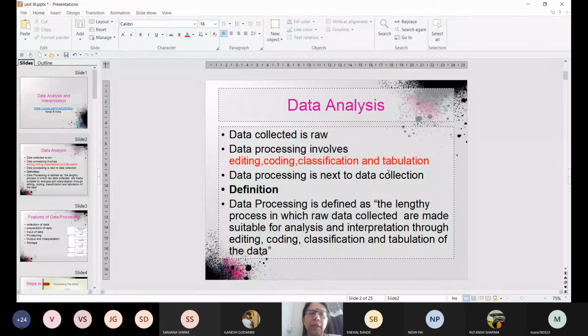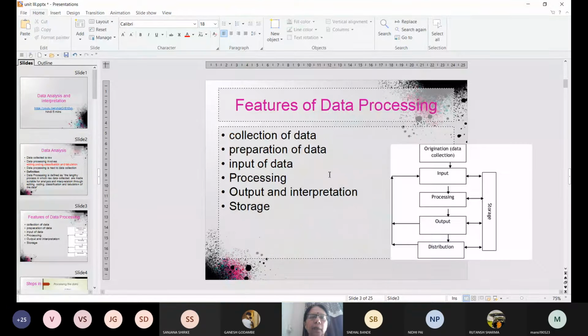What is data processing? Data processing is a process where the raw data which you are collecting is made suitable for analysis and interpretation. So how do you do data processing? You have to follow editing, coding, classification and tabulation. So in today's lecture we are going to talk about data processing and its different steps.